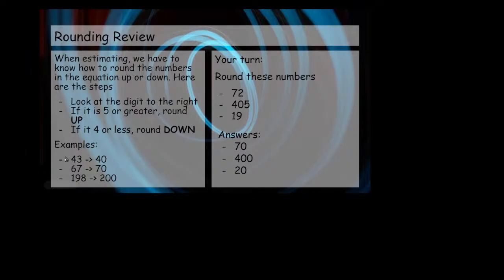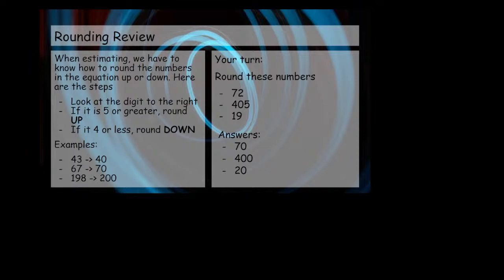That is because 3 is the digit to the right, that's the first step. Then if it is 5 or greater, round up. But it's not 5 or greater. It's 4 or less because it is 3, right? 3 is less than 4. So we will round down to 40. We rounded down to 40 because it is easier to use.